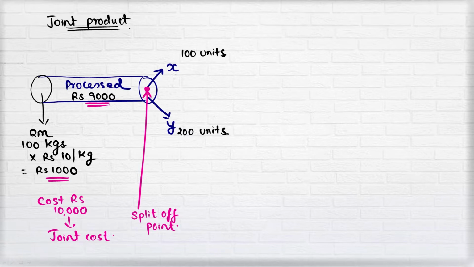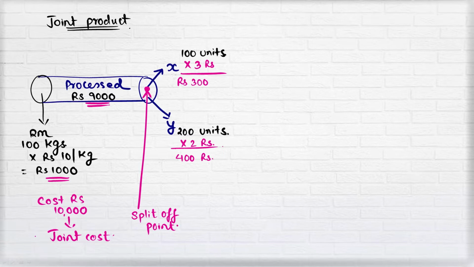What is the market value of X? Suppose if X is sold, it can be sold at the rate of rupees 3. So what will be the total sales value? Rupees 300. And Y can be sold at rupees 2. So what will be the total sales value? 400 rupees. And this is the position. All of you understood up till this stage?